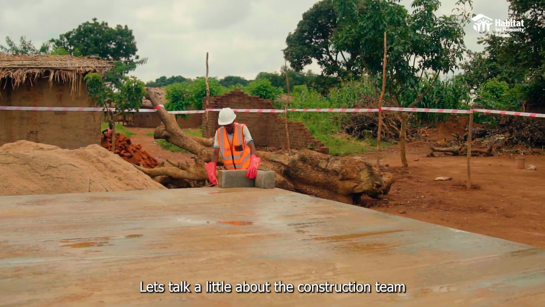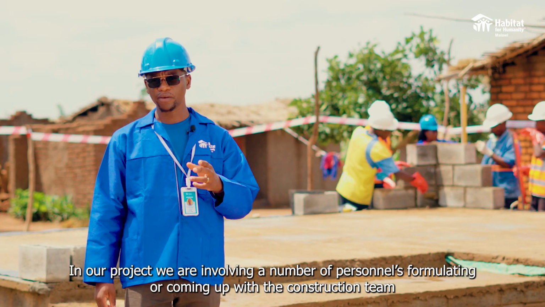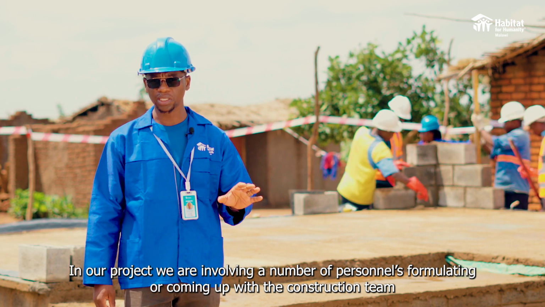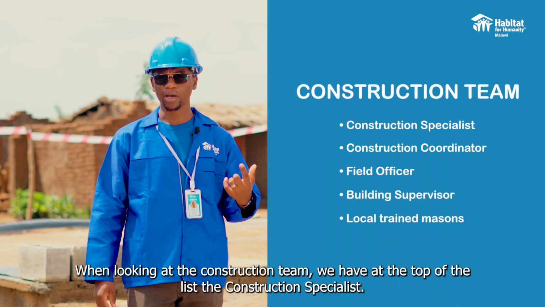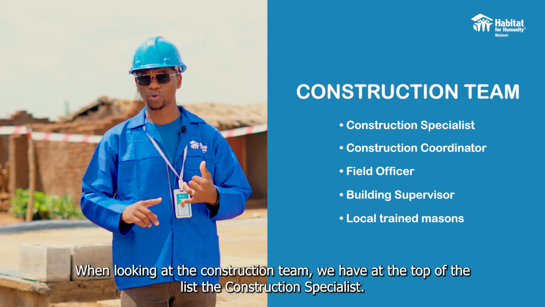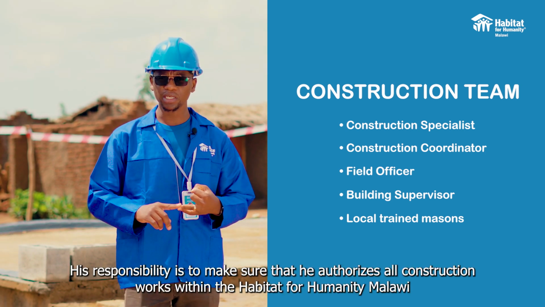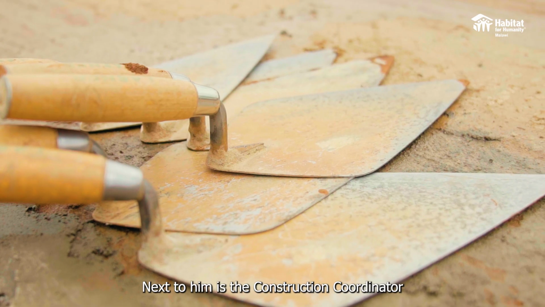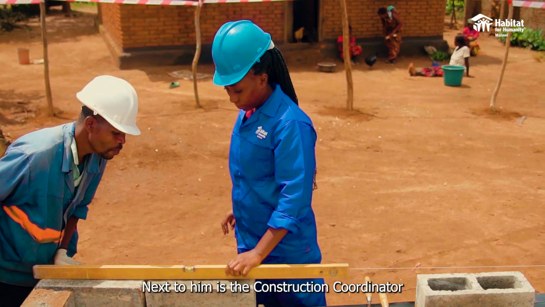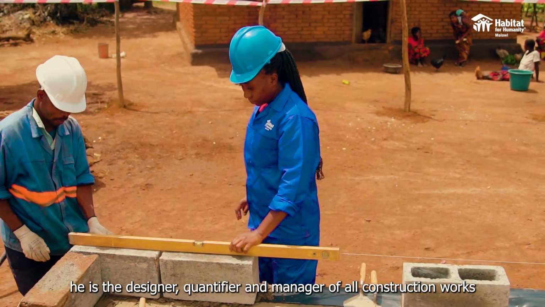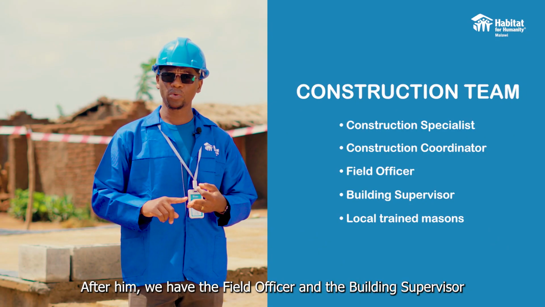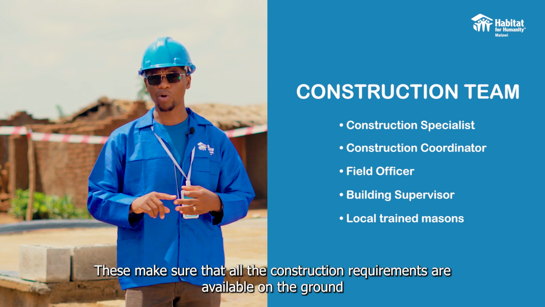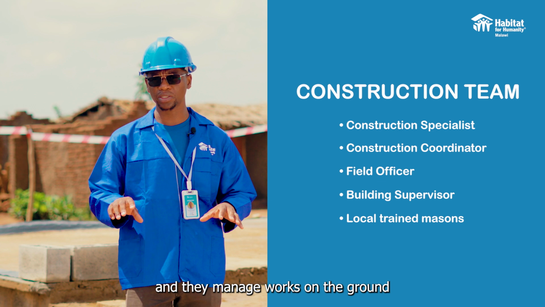Now, let's talk a little bit about the construction team. In our project, we are involving a number of personnel formulating a construction team. At the top of the list, we have the construction specialist. His responsibility is to make sure that he authorizes all construction works within the Habitat for Humanity Malawi. Next to him is the construction coordinator. So he is the designer and the quantifier and the manager of all construction works. After him, we have the field officer and the building supervisor. Now these make sure that all the construction requirements are available on ground and they manage the works on ground.